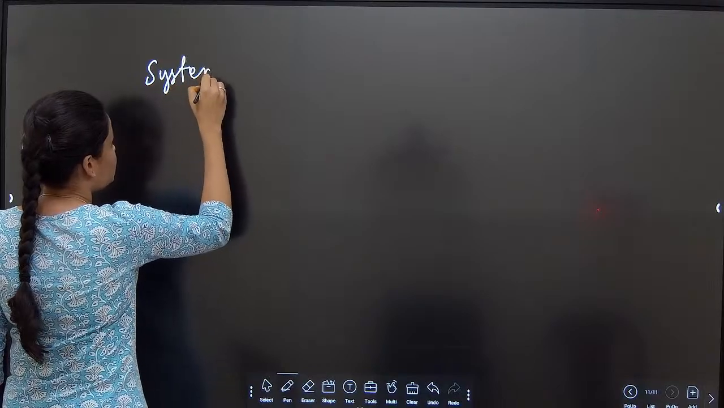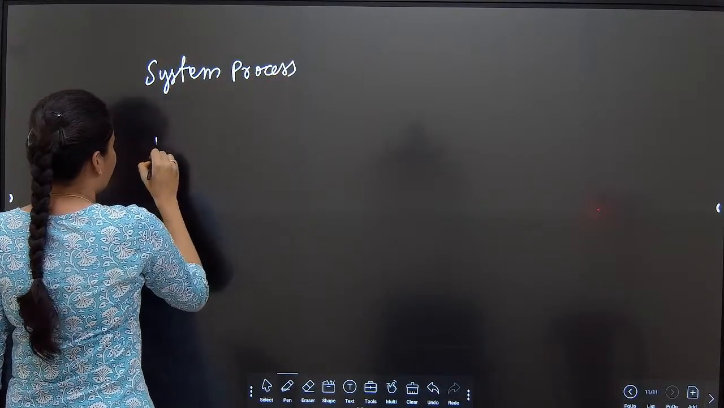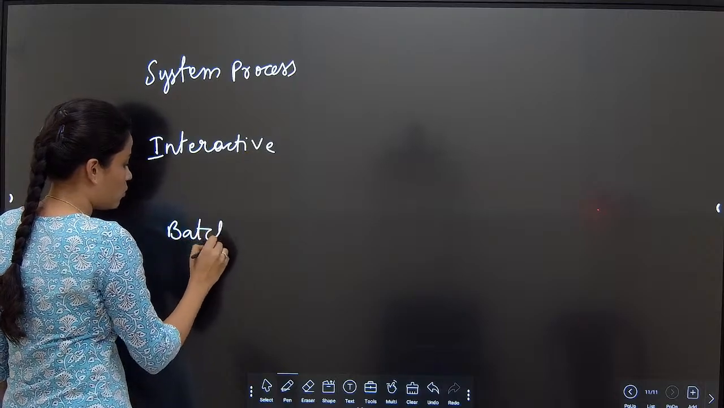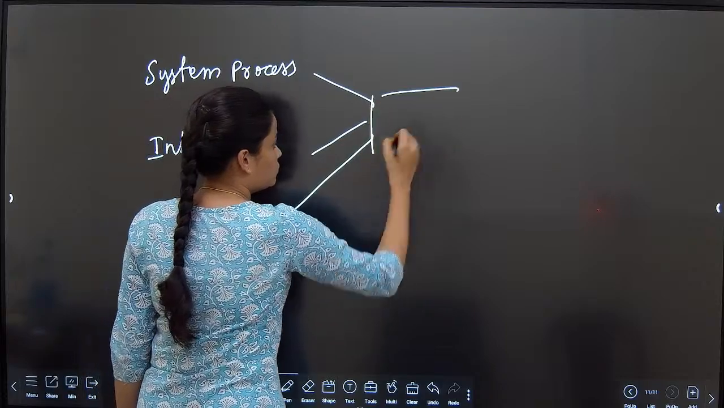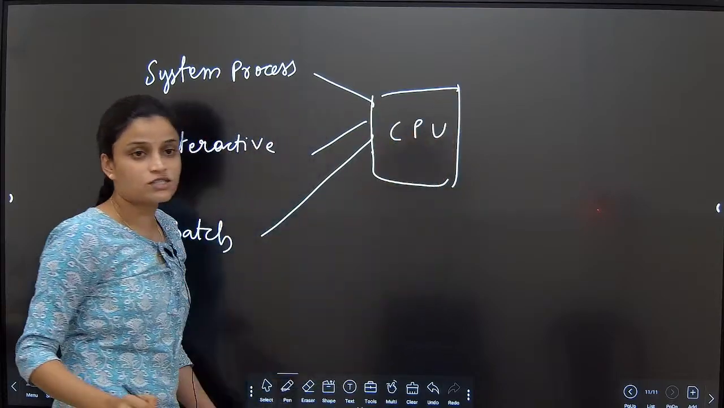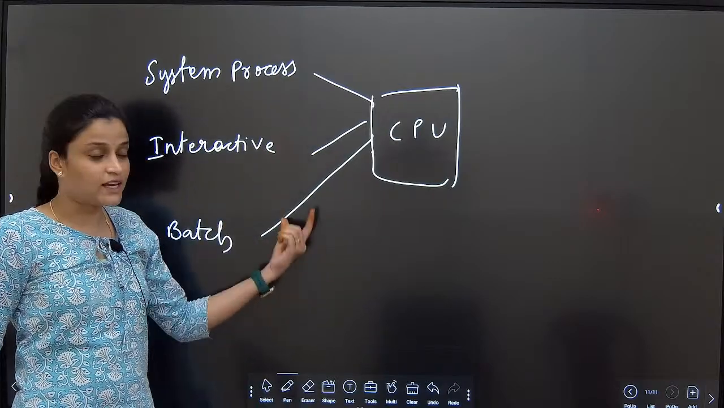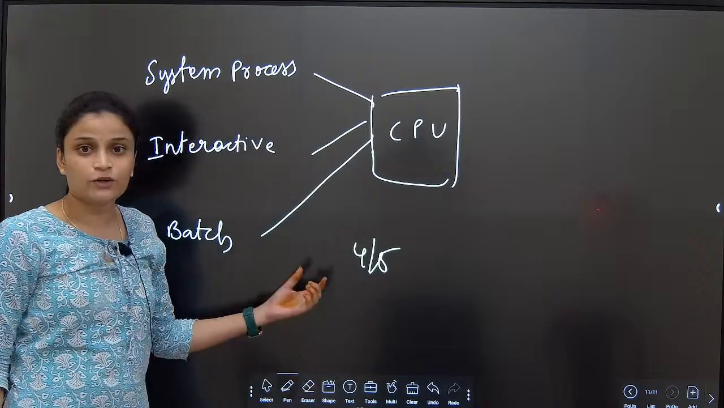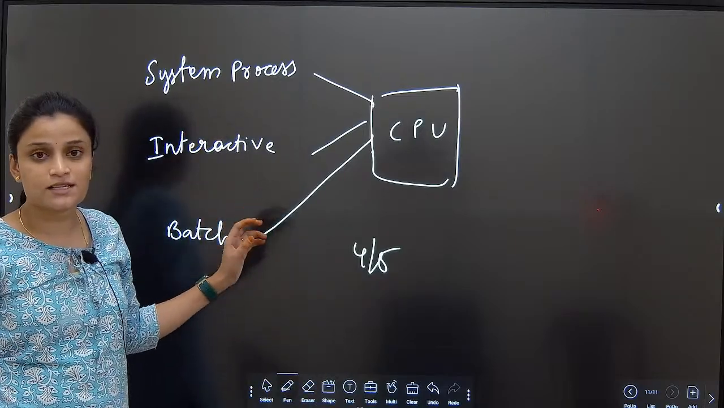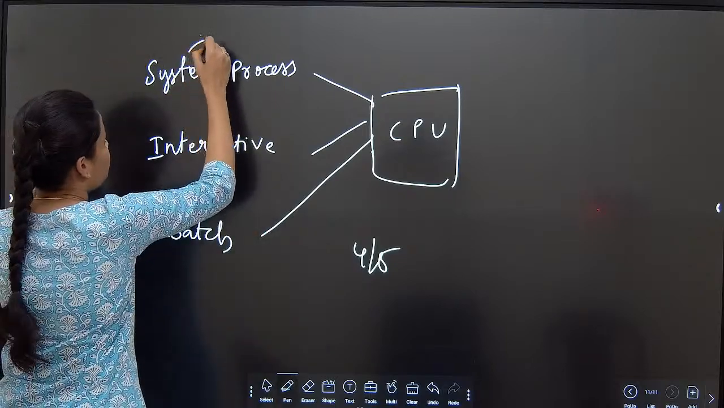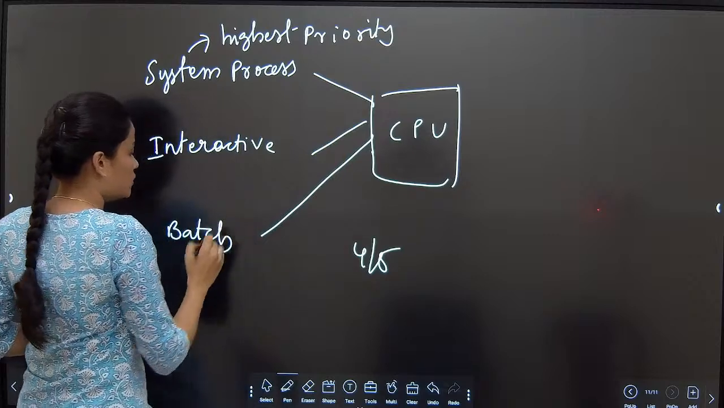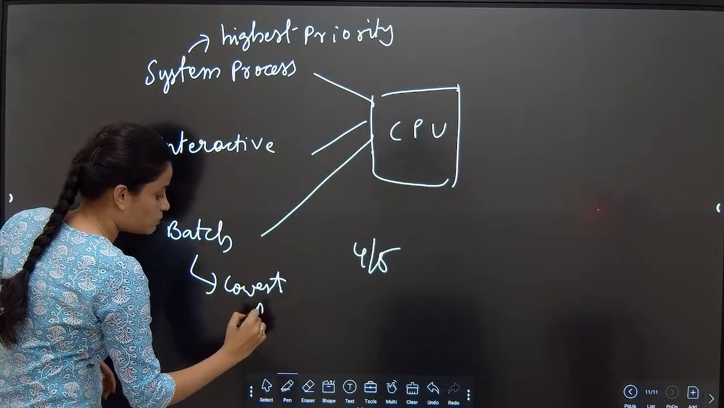Now let us see this diagram. All this system process and interactive process and this batch process, all these processes are connected to the CPU. When all these processes are connected to the CPU, they will be executed. While executing these processes, we have four to five different rules. What are these rules for when the process must be executed? So the system process must be highest, the system process should have the highest priority and the batch process should have the lowest priority.